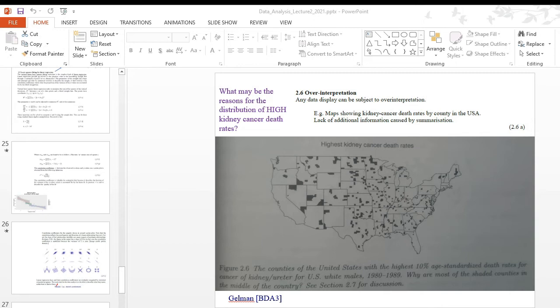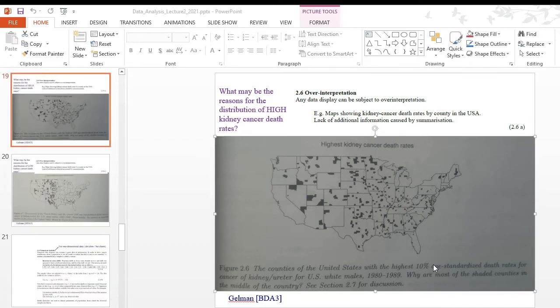Where we got to at the end of video 2 was looking at this particular question where we have a descriptive statistic. It shows in this map from a literature textbook which you can get from the recommended reading, Gelman's Bayesian Data Analysis. What reason explains this figure where we have a map of the USA, and shaded in black are the counties where the kidney cancer death rate is among the highest 10% of kidney cancer death rates for all counties in the USA.